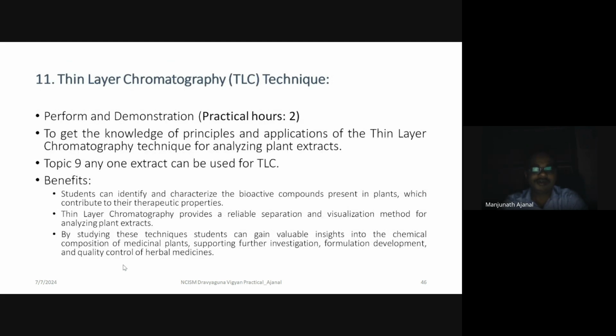And the 11th one is the chromatographic technique, the thin layer chromatographic technique. This is again a demonstration to get knowledge about the principle and applications of thin layer chromatography in analyzing the extract. Here the same extract from topic 9 or 10 can be taken for the TLC study. The student can learn about the preparation of the TLC plate, or a pre-coated TLC plate can also be used. TLC provides reliable separation and visualization methods for analyzing the plant extract. By studying these techniques, the student can gain valuable insight into the chemical composition of the medicinal plant, and how they can be separated.